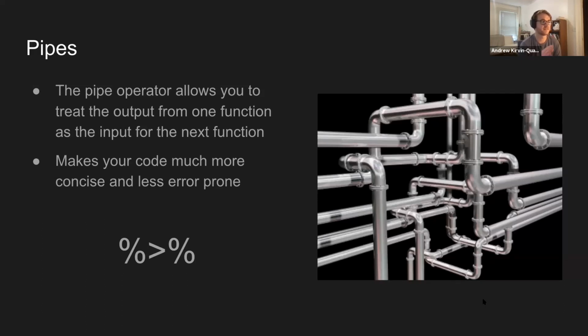And so by making your code more concise, it can make it less error prone, just because you're not saving off a bunch of variables and then overriding things or misspelling your variable names.